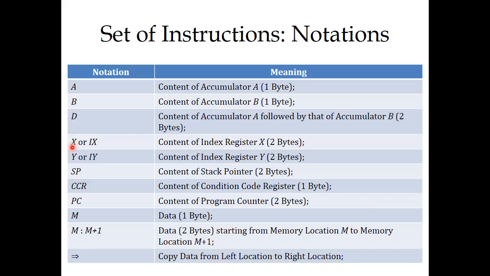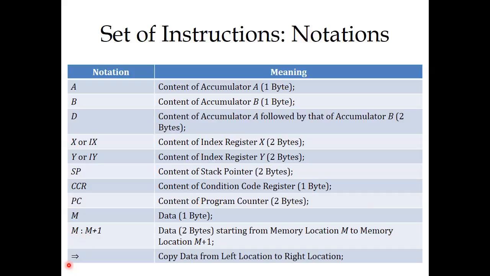X or IX means the index register, meaning the content of index register, which is 2 bytes itself. Y, same. SP is the content of stack pointer. CCR means the content of condition code register, which is 1 byte. PC, again, is the content of program counter register, which is 2 bytes. M is a data, which is usually 1 byte. M:(m+1) means consecutive 2 bytes of data. Basically, M is the first byte, M+1 is the next byte.